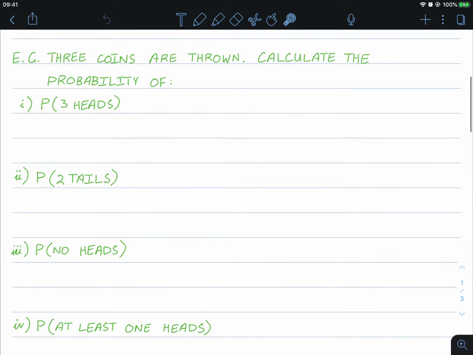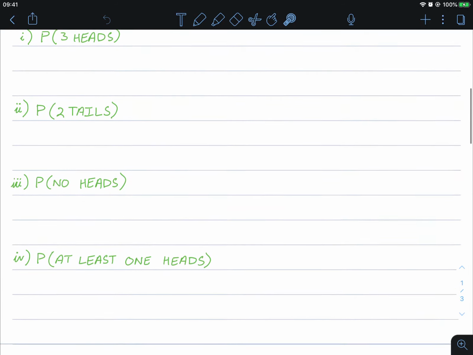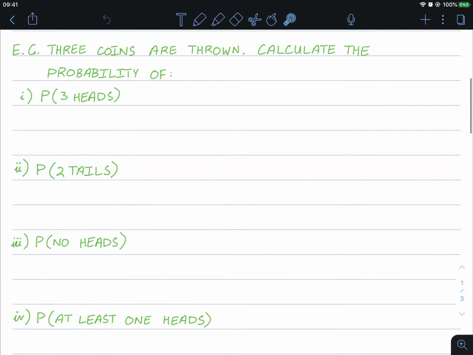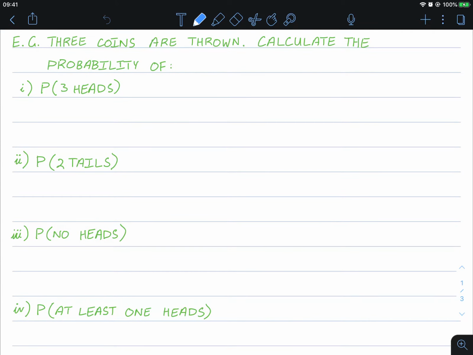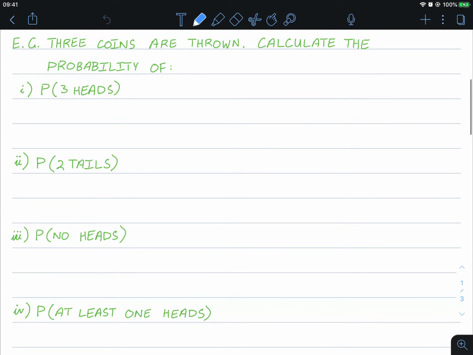3 coins are thrown. Calculate the probability of 3 heads, 2 tails, no heads, and at least 1 heads. Now you can pause the video and give it a go in creating a probability tree that simulates this particular problem. I'm going to be drawing it in 3, 2, 1. Here we go.